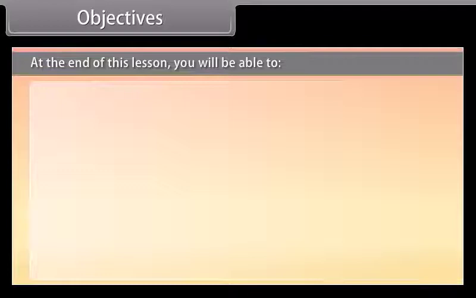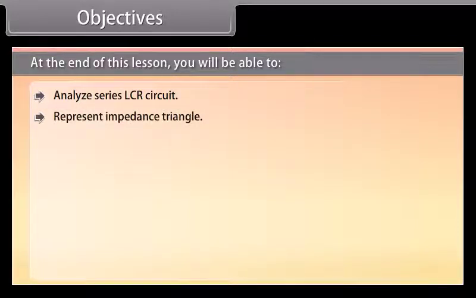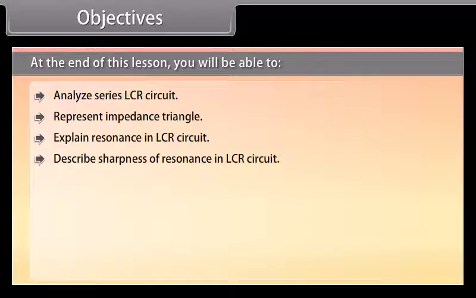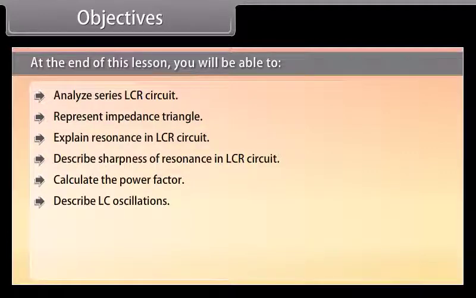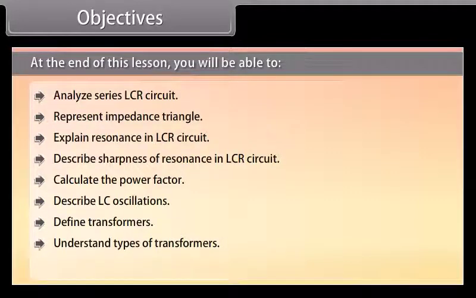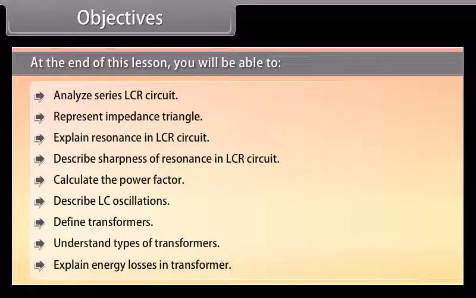Objectives. At the end of this lesson, you will be able to analyze series LCR circuit, represent impedance triangle, explain resonance in LCR circuit, describe sharpness of resonance in LCR circuit, calculate the power factor, describe LC oscillations, define transformers, understand types of transformers, explain energy losses in transformers.